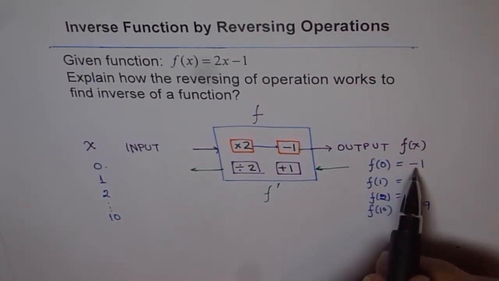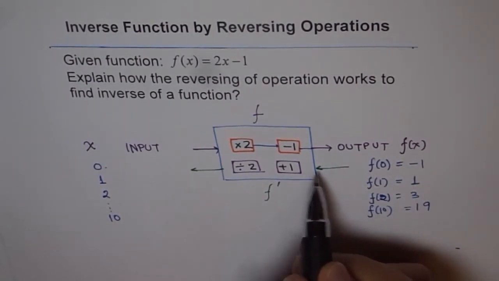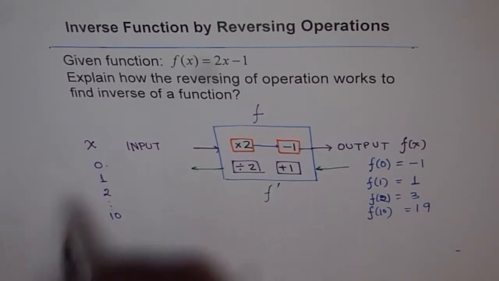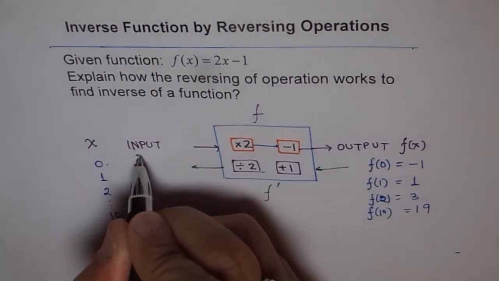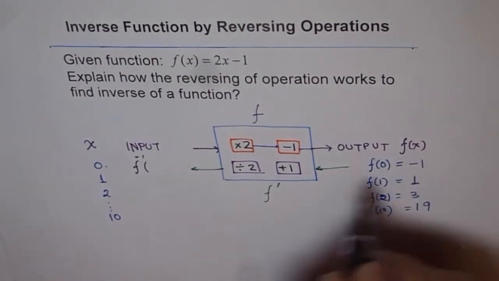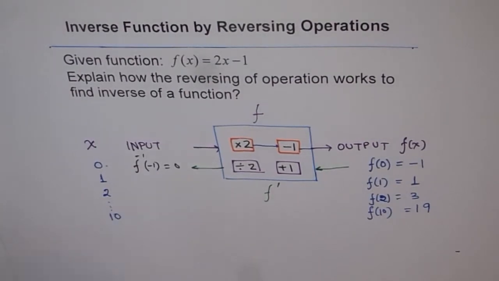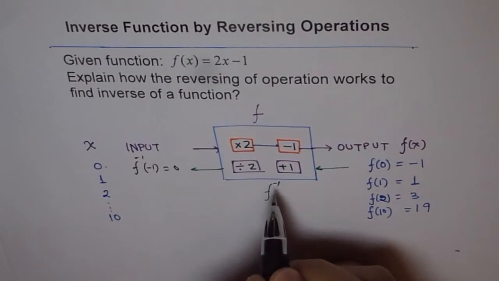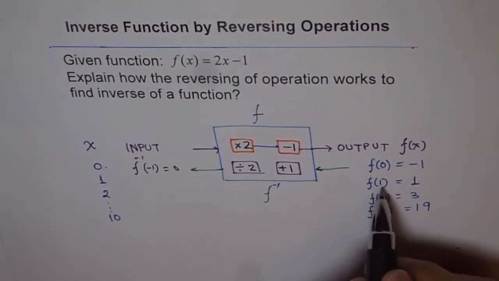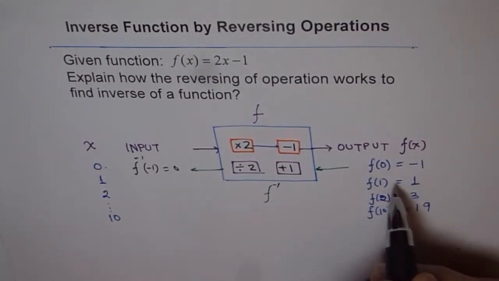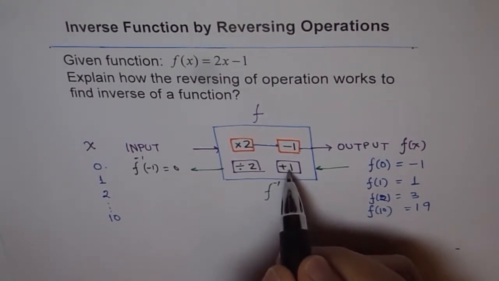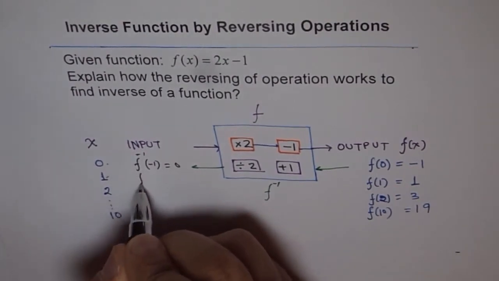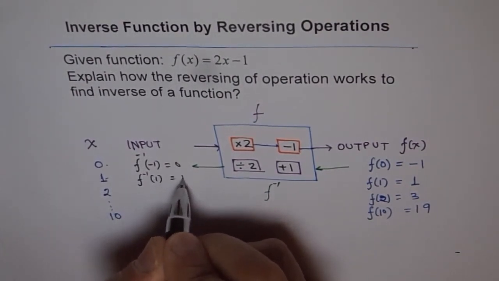If I plug in -1 from this side, then -1 plus 1 is 0. 0 divided by 2 is 0. That's correct. So we get f inverse of -1 is equal to 0. Do you see that? That's how we will write it. So inverse is written as -1 in the exponent. So let me write f inverse. Now f(1), let's check. If I plug in 1 here, add 1 to 1, it becomes 2. And 2 divided by 2 is 1. You get 1. That's correct.